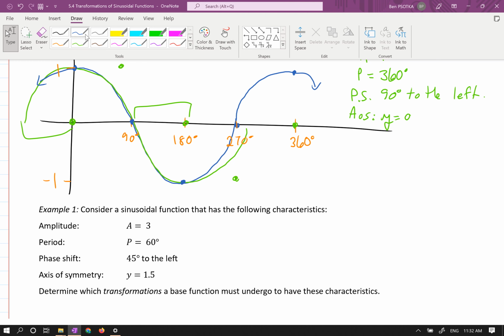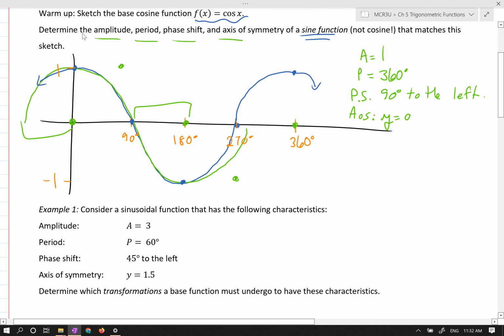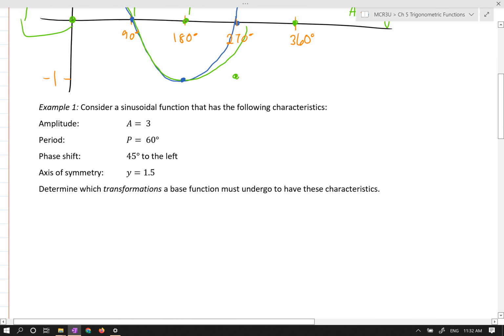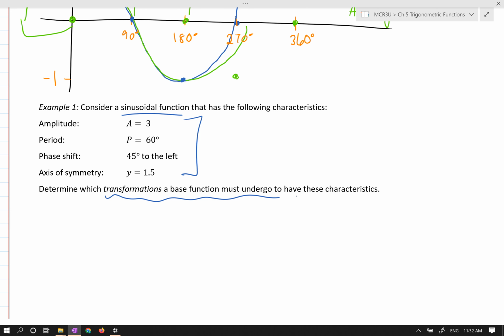Now we'll look at example 1. We're going to practice, in this entire note, coming up with transformations on these base functions to match a certain set of characteristics. So if we consider a sinusoidal function that has these characteristics, A, P, the phase shift, and its axis of symmetry, we want to determine which transformations a base function must undergo to come up with these characteristics. So let's take a look. In this case, we don't even need to determine if we're working with sine or cosine, because all we're told are these characteristics.